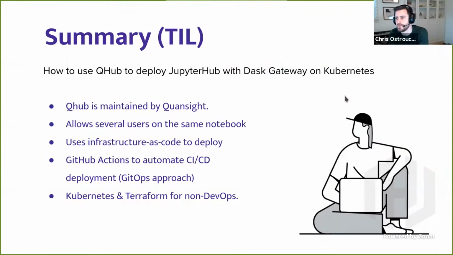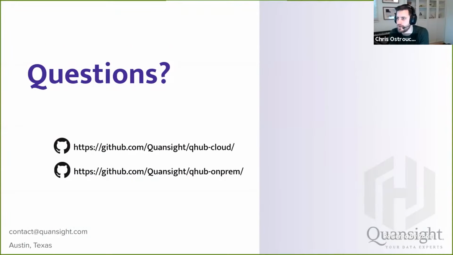So with that, I just wanted to summarize that we have a platform that we've created called QHub, and it has really helped many teams with deploying JupyterHub and Dask Gateway on Kubernetes, in a way such that their actual engineers don't have to know as much about cloud resources in Kubernetes. And yeah, with that, I'd like to ask if there are any questions.